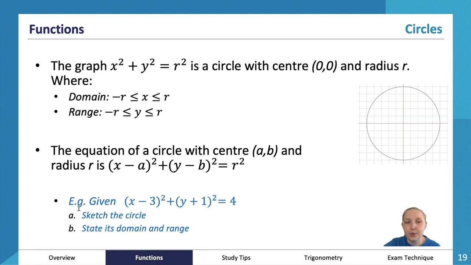Okay, so next example question, I want you guys to have a go sketching this circle and stating its domain and range if you've got x minus 3 all squared plus y plus 1 all squared equals 4. I'll give you guys probably about 1 minute to have a go at this, and then we'll look at the answers together.